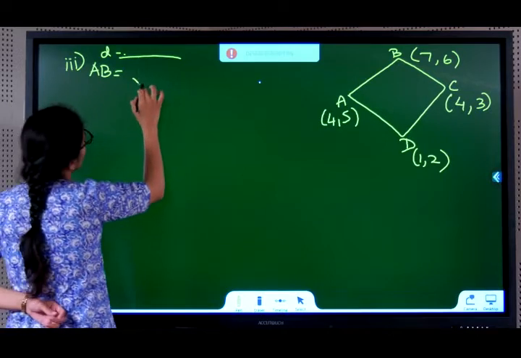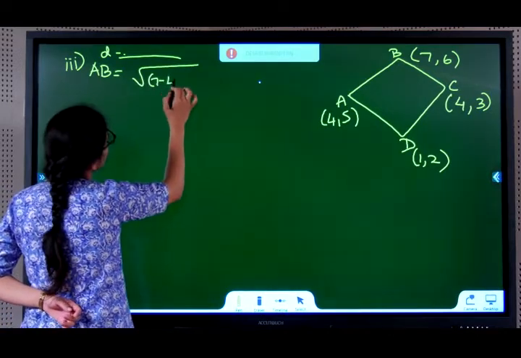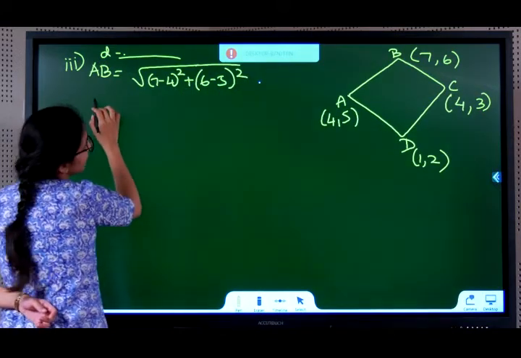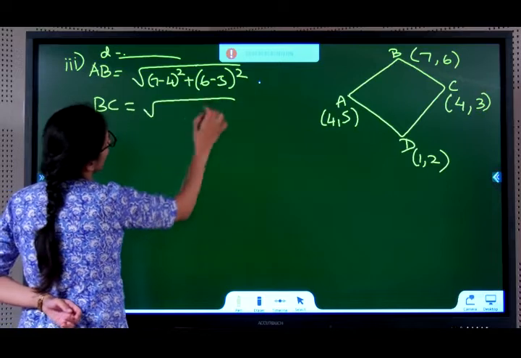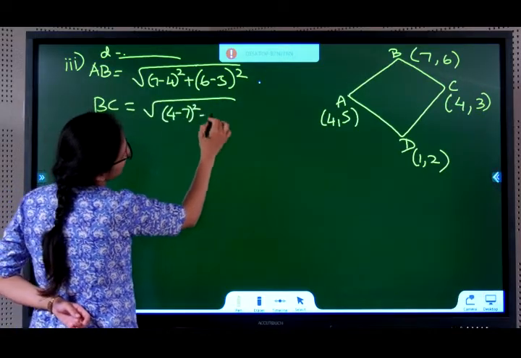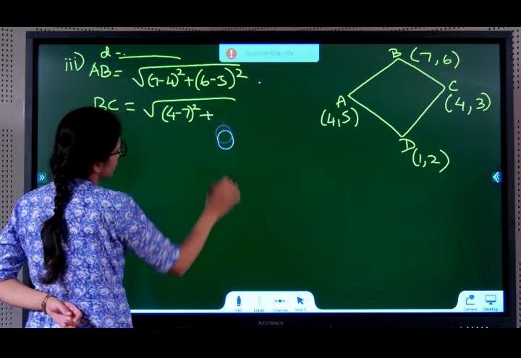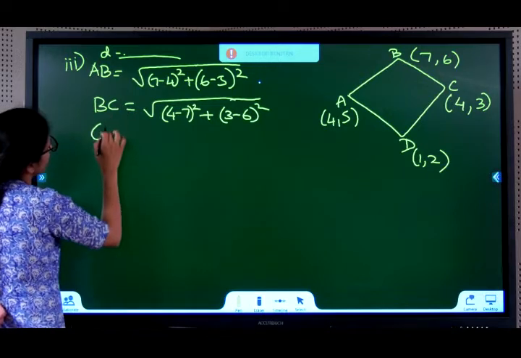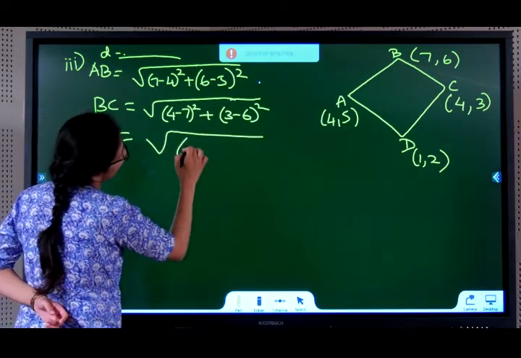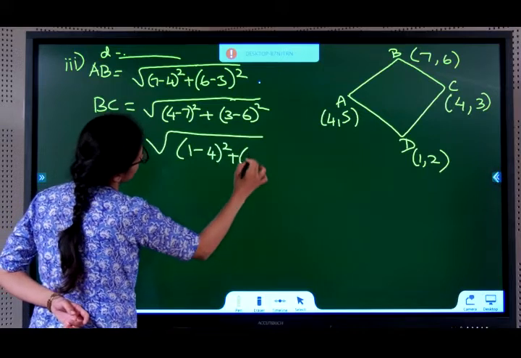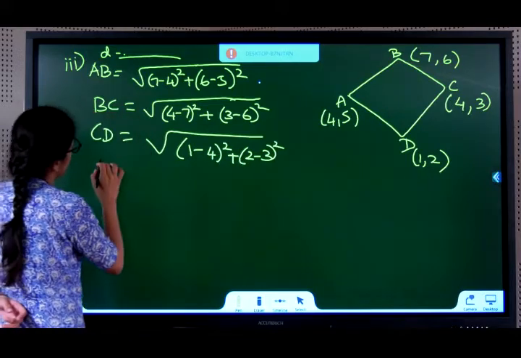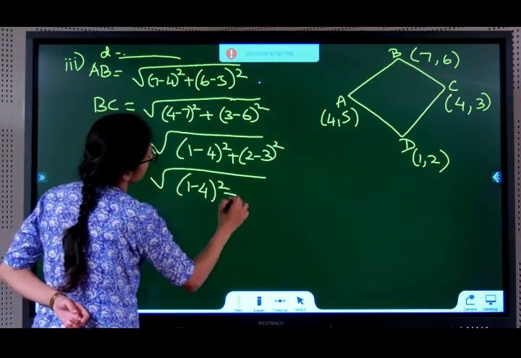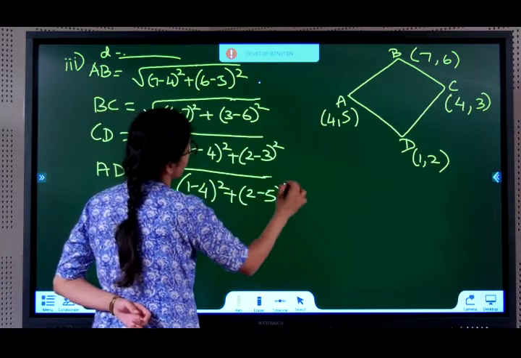So AB is root of (7 minus 4) the whole square plus (6 minus 5) the whole square. Next, BC is root of (4 minus 7) the whole square plus (3 minus 6) the whole square. Next, CD is root of (1 minus 4) the whole square plus (2 minus 3) the whole square. AD is root of (1 minus 4) the whole square plus (2 minus 5) the whole square.